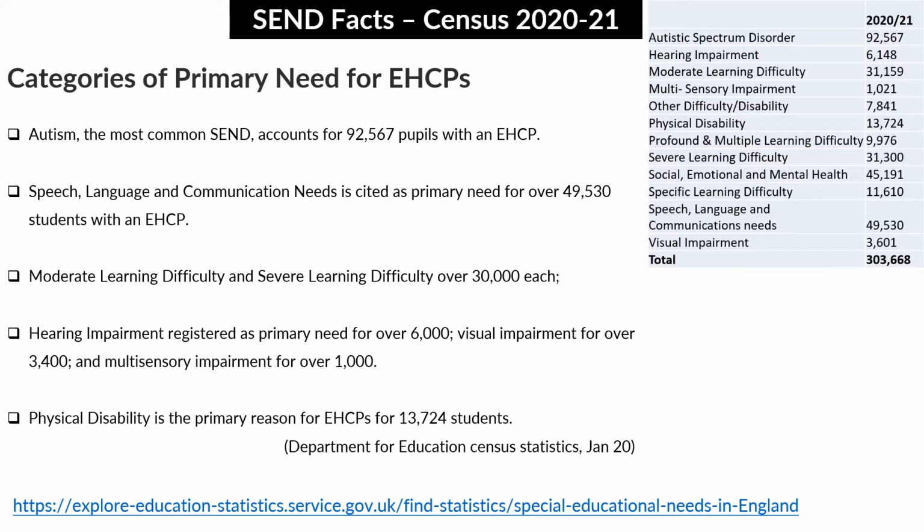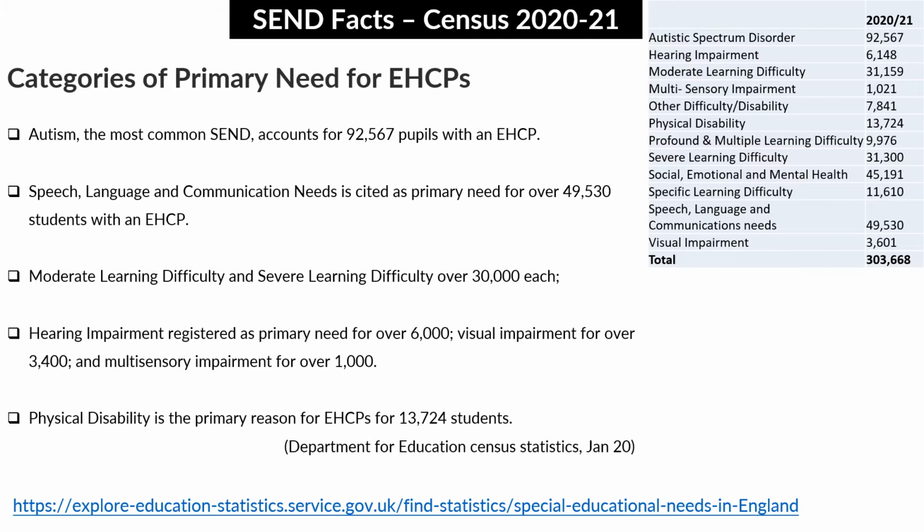And for sensory impairment, you can see that there are over 6,000 students who have hearing impairment as their primary need, nearly 3,500 students who have visual impairment and multisensory impairment for over 1,000. Obviously, these are often comorbid diagnoses. You also have in there nearly 14,000 students who have a physical disability, as well as nearly 10,000 who have profound and multiple learning difficulties, although they are likely to be in special schools or resource provision or alternative education.